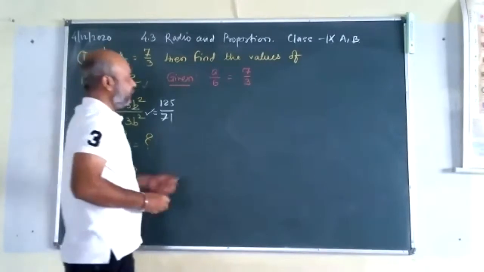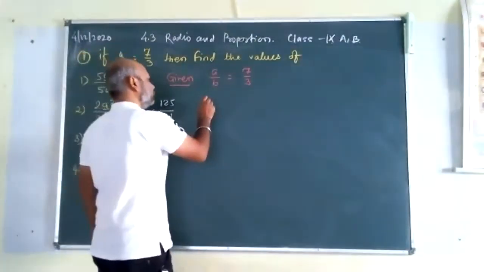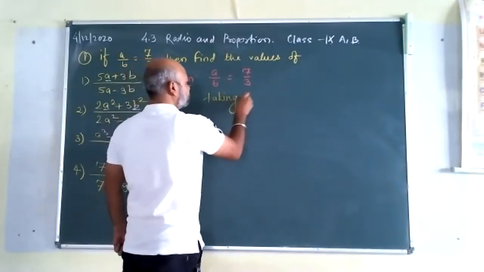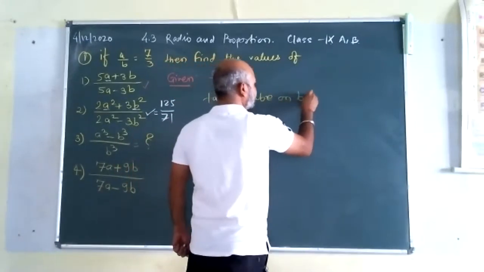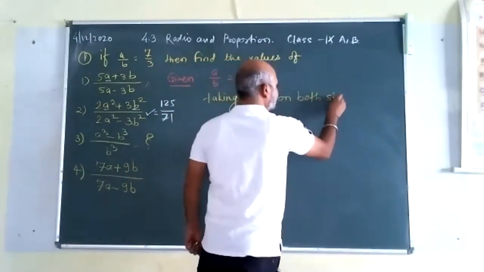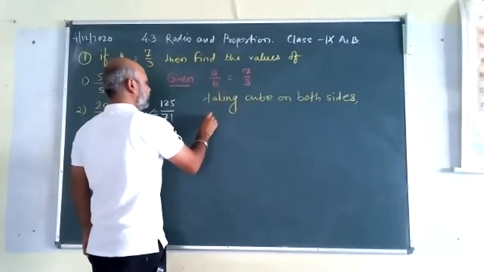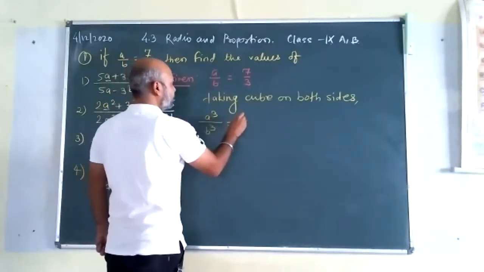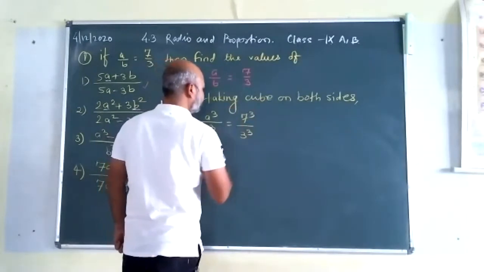So a upon b is given to you as 7 upon 3, and we want a cube upon b cube. So taking cube on both sides, this will be a cube divided by b cube, and this is equal to 7 cube upon 3 cube.